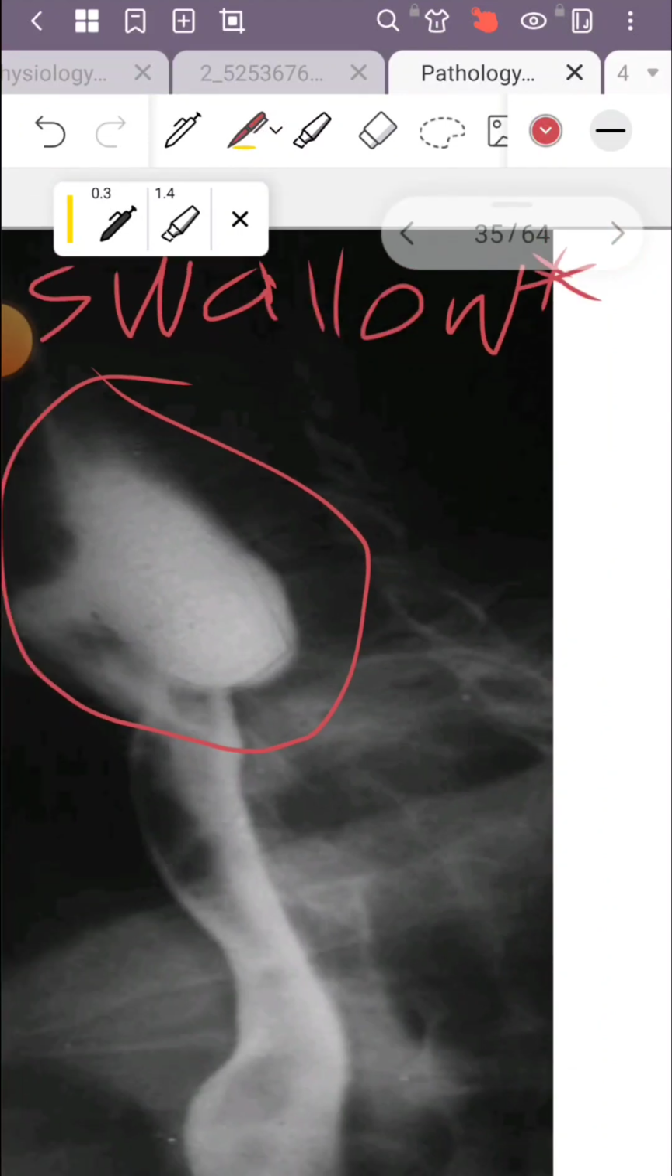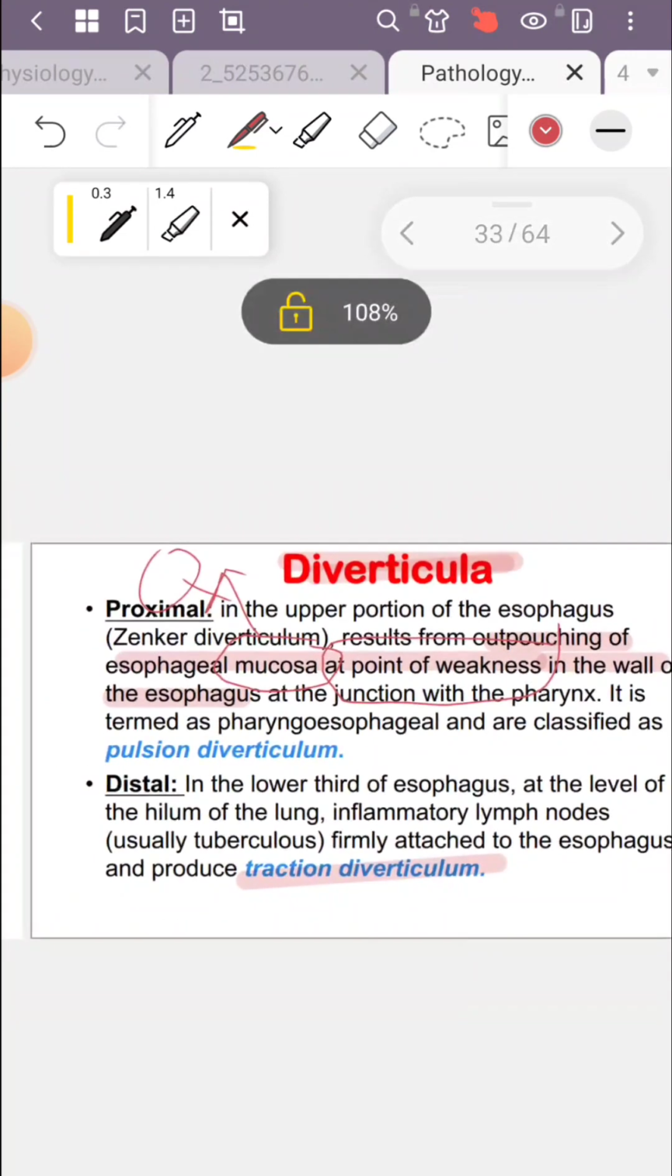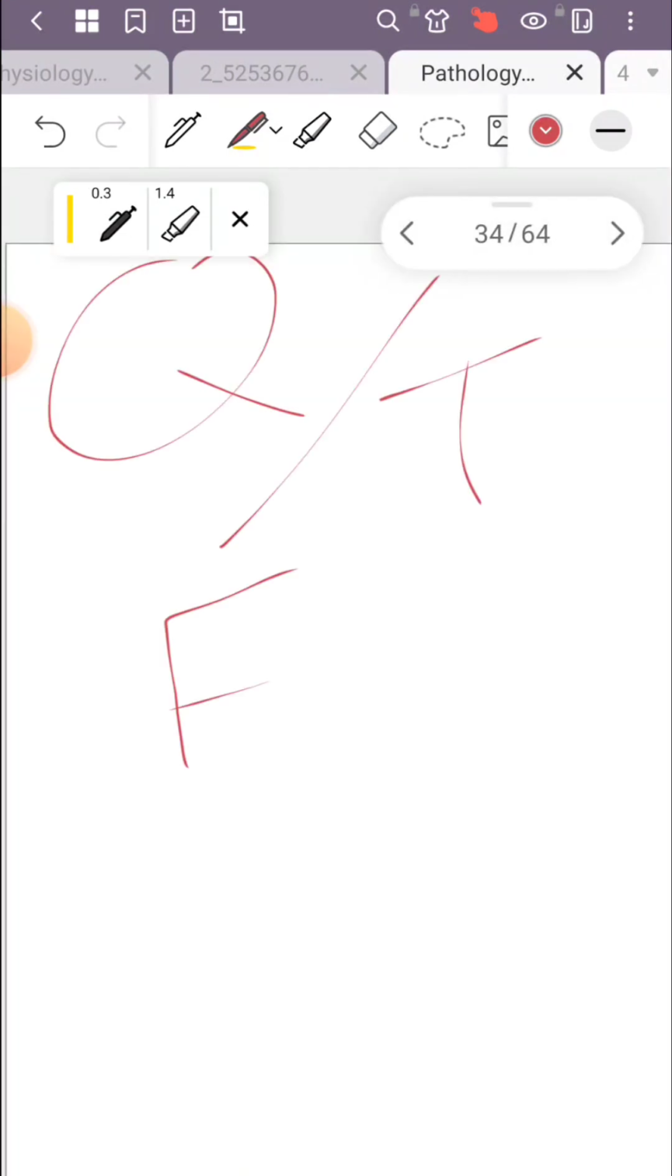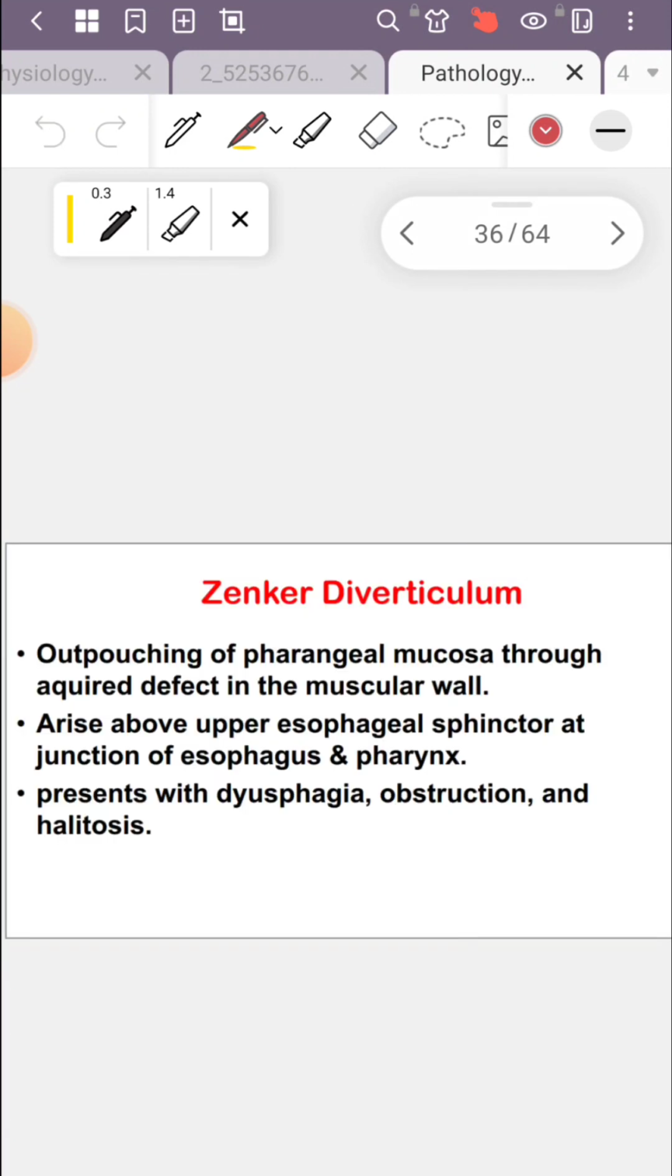Zenker diverticulum is a pharyngeal acquired defect in the muscular wall. Where is its site? It is in the upper third, at the junction between the pharynx and the upper esophagus, where there is an acquired defect in the muscular wall, or point of weakness. Symptoms are dysphagia, obstruction and halitosis. Then there is another picture.